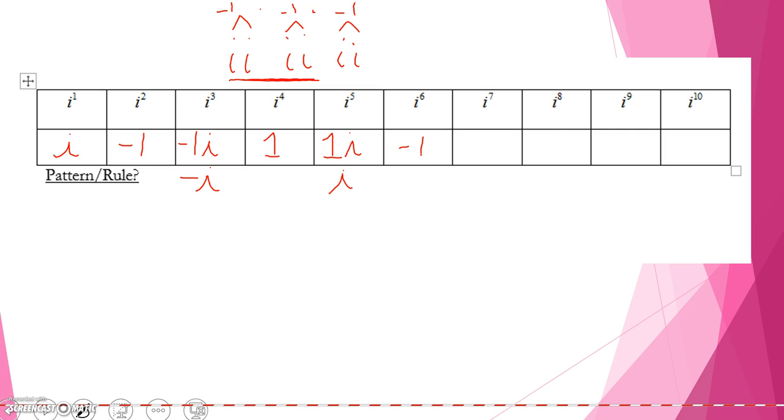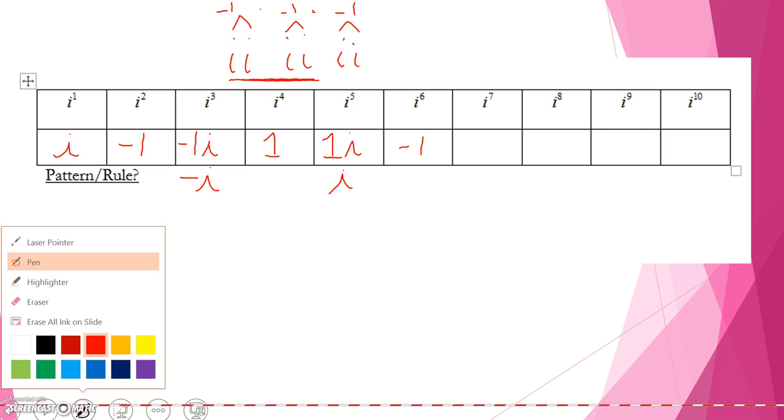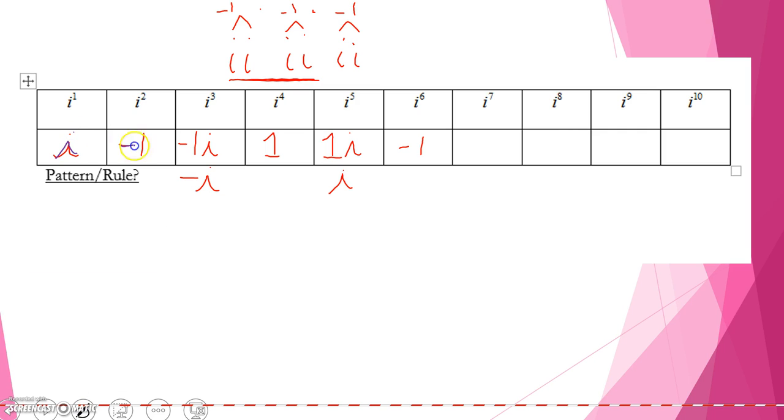So maybe you're seeing a pattern form. We have i, negative 1, negative i, 1. i, negative 1. You could probably guess the next one is negative i, 1. And it starts over again. i, negative 1, negative i, 1. So it just keeps going on and on and on, forever.